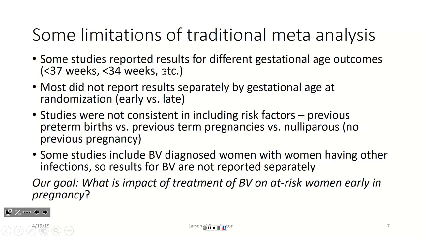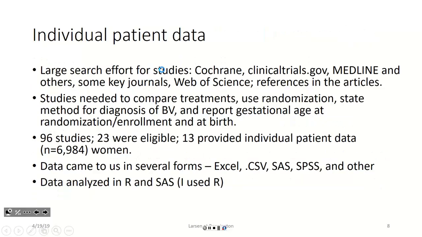But the goal we would like is, what's the impact of treatment of BV in asymptomatic at-risk women early in pregnancy? That's not really answerable with the meta-analysis. You get a general answer, but it can't be that specific because not every study was reported the same way. But if you have the individual data from all the studies, right, you might be able to do that.